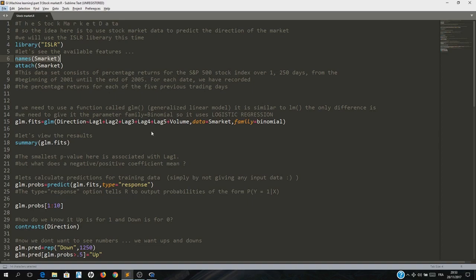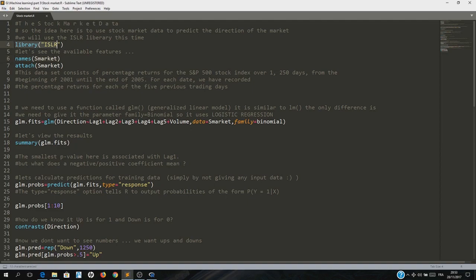And in this video we're going to see a very beautiful example of using logistic regression in R to predict the direction of the stock market, whether it's going up or down, using the data from previous days. First of all, we're going to use a library called ISLR, which is, I think, a pre-built library in R.